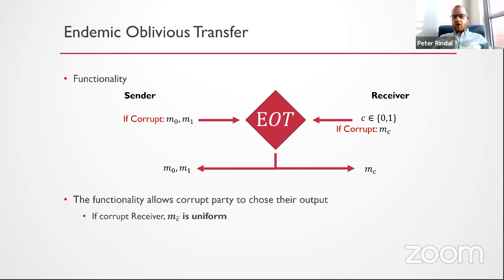And even though the functionality allows the sender and the receiver to explicitly choose their messages, in practice, whoever's corrupt actually only has some influence, some bias on these messages. But that's a technical detail, and we just model it as allowing that party to completely choose the message itself.